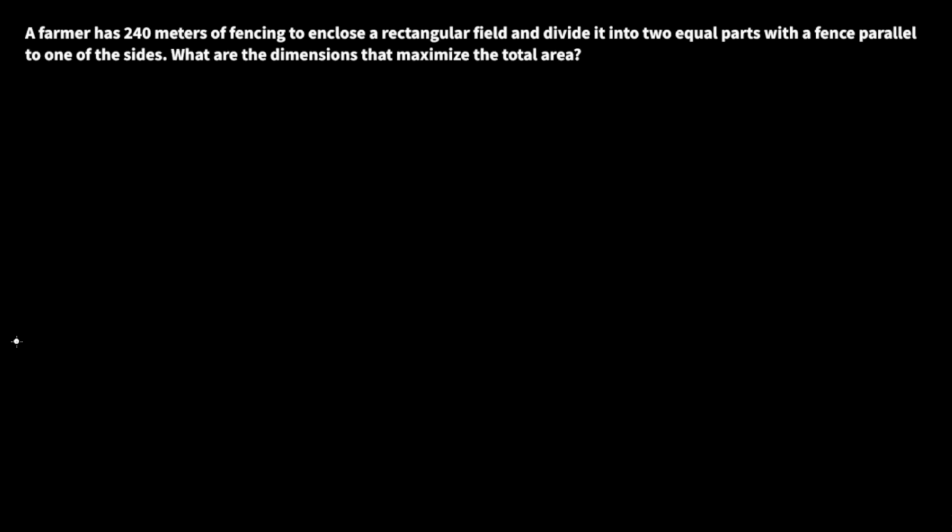In this video, we're going to be solving optimization problems using derivatives. So let's show you how to set this up. A farmer has 240 meters of fencing to enclose a rectangular field and divide it into two equal parts.